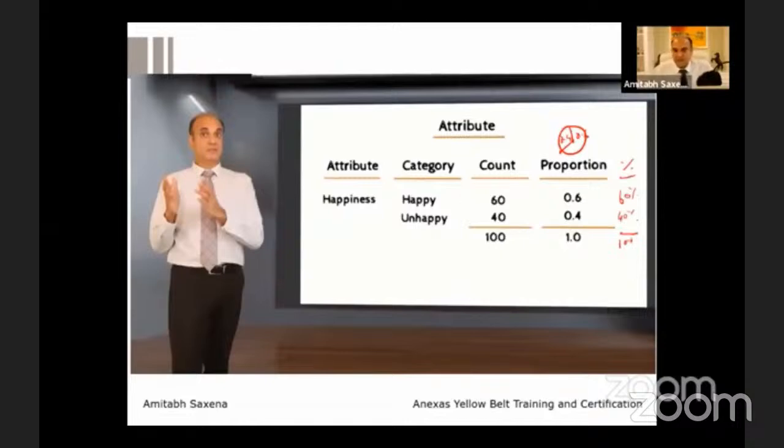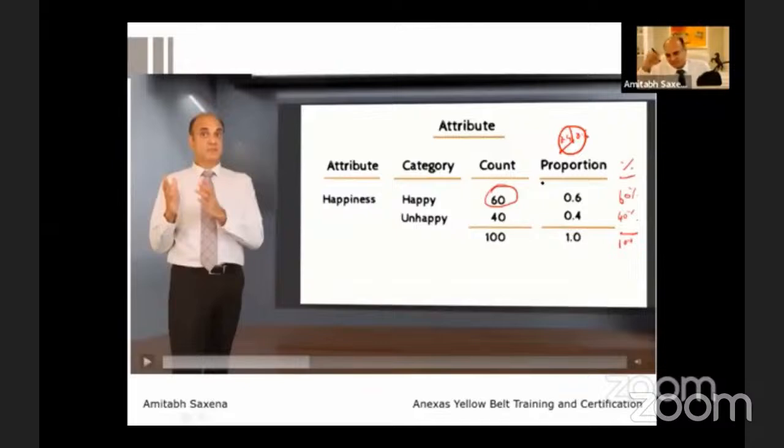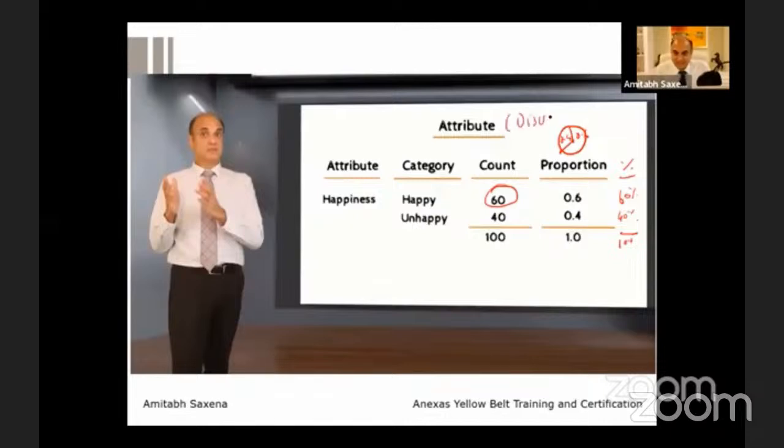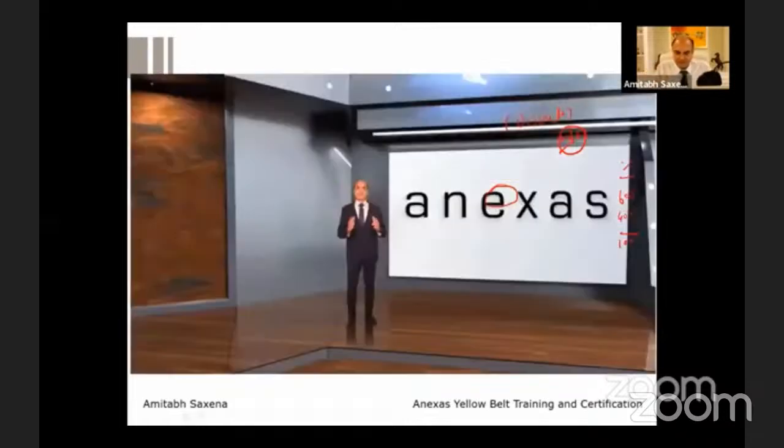Categorical data will never have a count of 60.1 happy people. Proportion obviously can, because you are converting into proportion, but the count will never have a decimal. That is why it is known as discrete data. So attribute data is also known as discrete data. Now we have understood the two types of data, continuous and attribute.